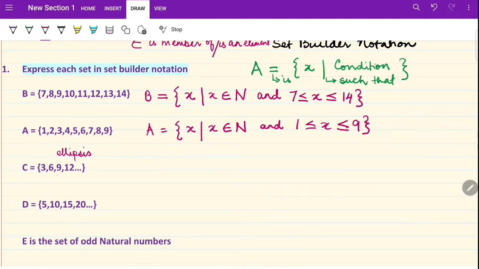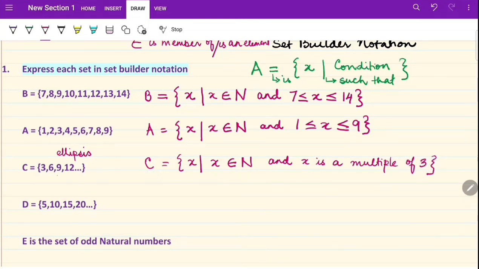So the way we describe it is C, again start with the name of the set, C equals, and then open curly brackets, X, such that the vertical bar, X is a member of the set of natural numbers and X is a multiple of 3. And close your curly brackets, and that completes the set notation of set C. All right, look at the next one.